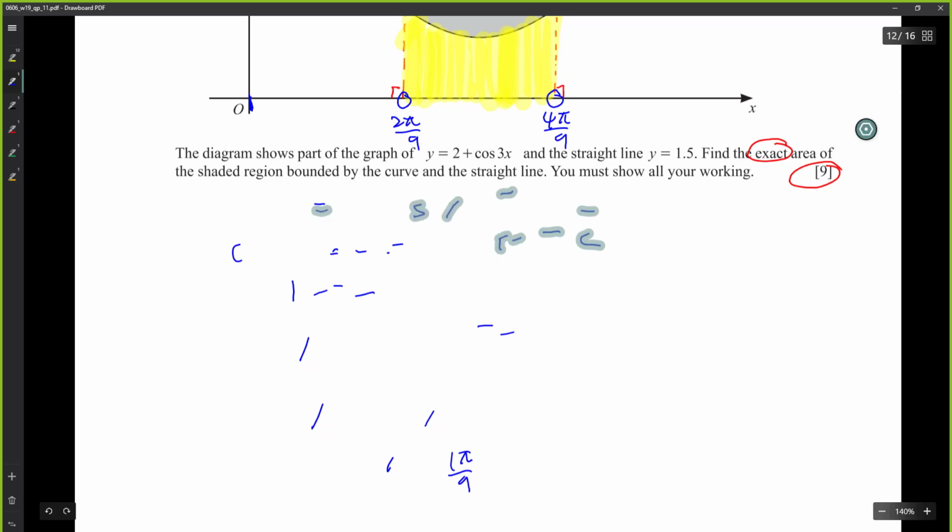I'm so sorry about my erasing, the things are a bit messy, but yeah, no worry.